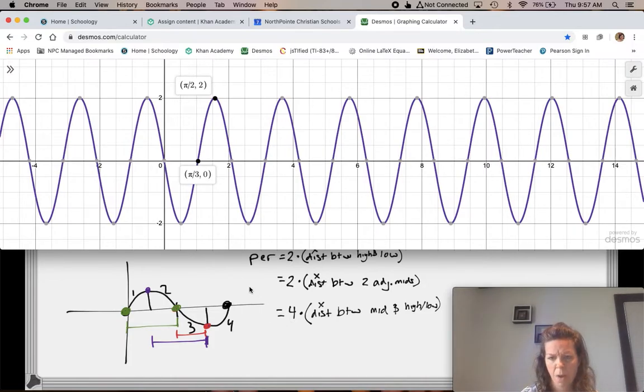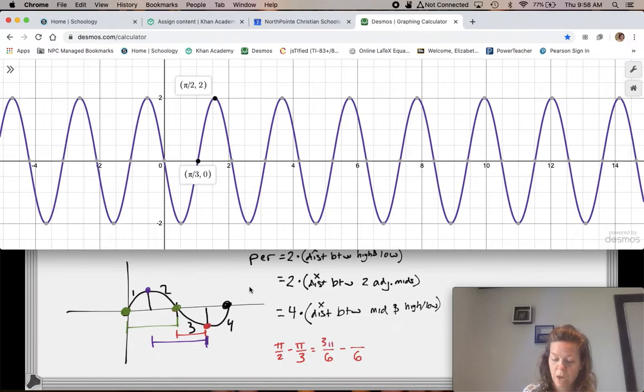None of the problems that I saw in Khan Academy have fractions. They're all decimals, but we'll go ahead and just work it through with the fractions. It's good, good review. So let's take the difference between those. So pi halves minus pi thirds. Okay, well, when we add or subtract fractions, what do we need? Common denominators.